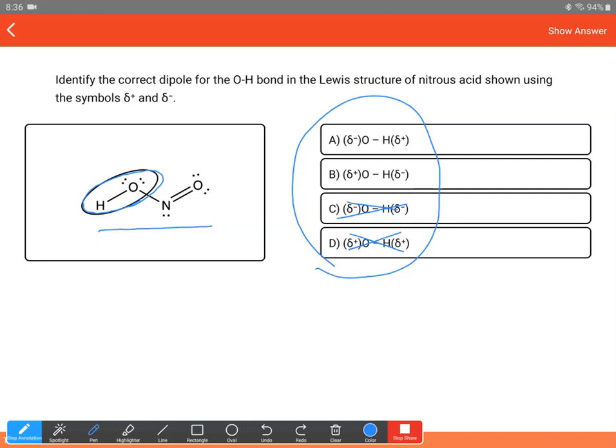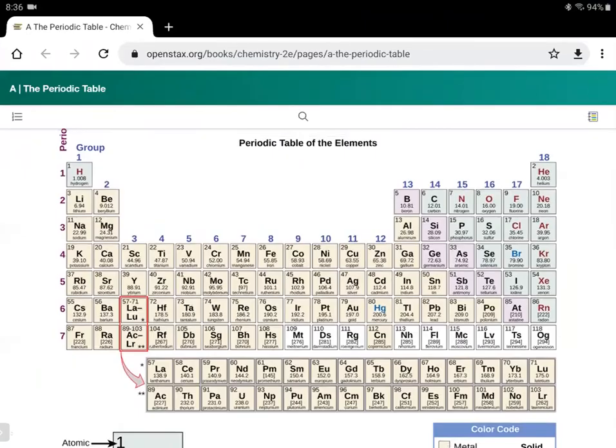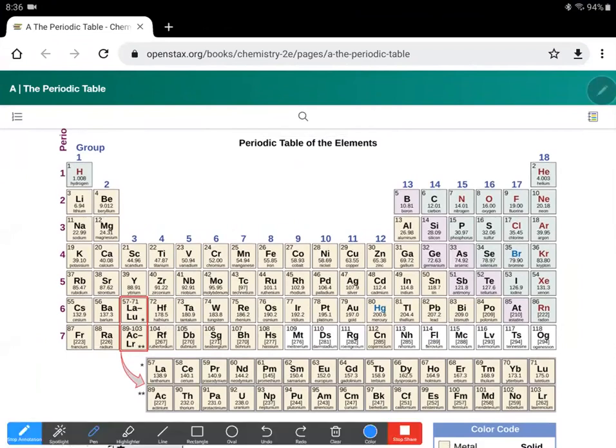And so what we have to do is jump to the periodic table. And if we're here at the periodic table, we see that oxygen is right here, hydrogen's over here. This is the most electronegative, this fluorine, and so oxygen's pretty darn electronegative. Remember, electronegativity increases going that way. It's how bad does an atom want an electron?